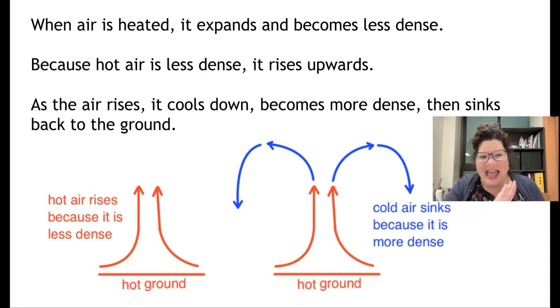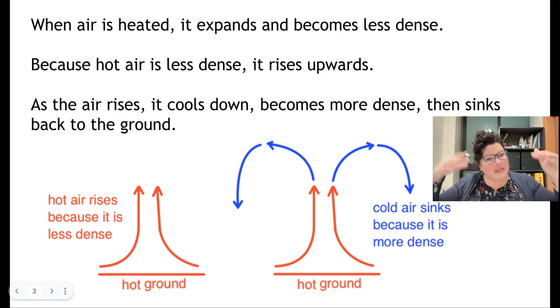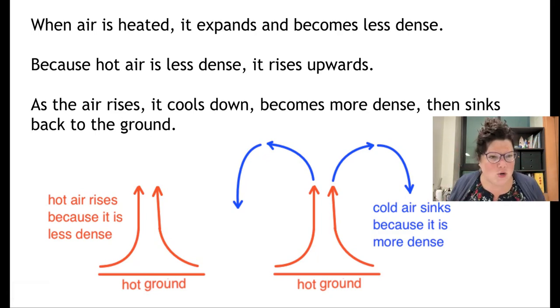This happens everywhere. It's happening in the mantle. It happens anywhere where we have uneven heating. So this ground is hot. It warms up the air above it. That hot air rises. It then cools as it goes up, becomes more dense, and sinks back down again. This is another example of convection current. So we have it happening in our atmosphere, with air, and in the mantle, all these different examples of convection.